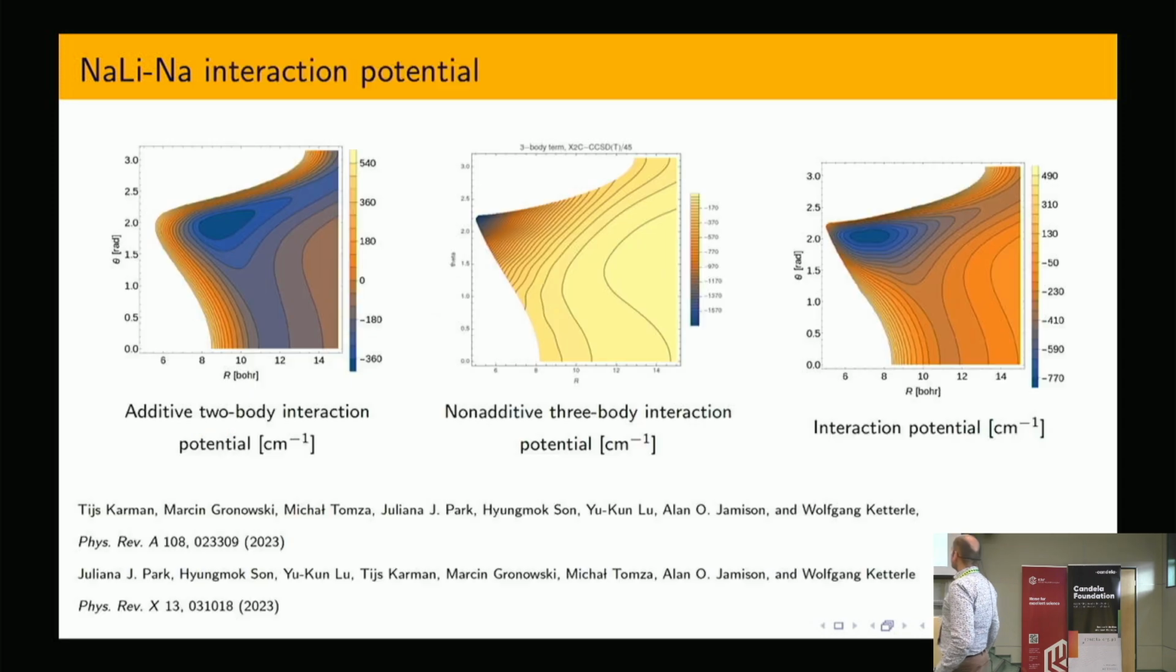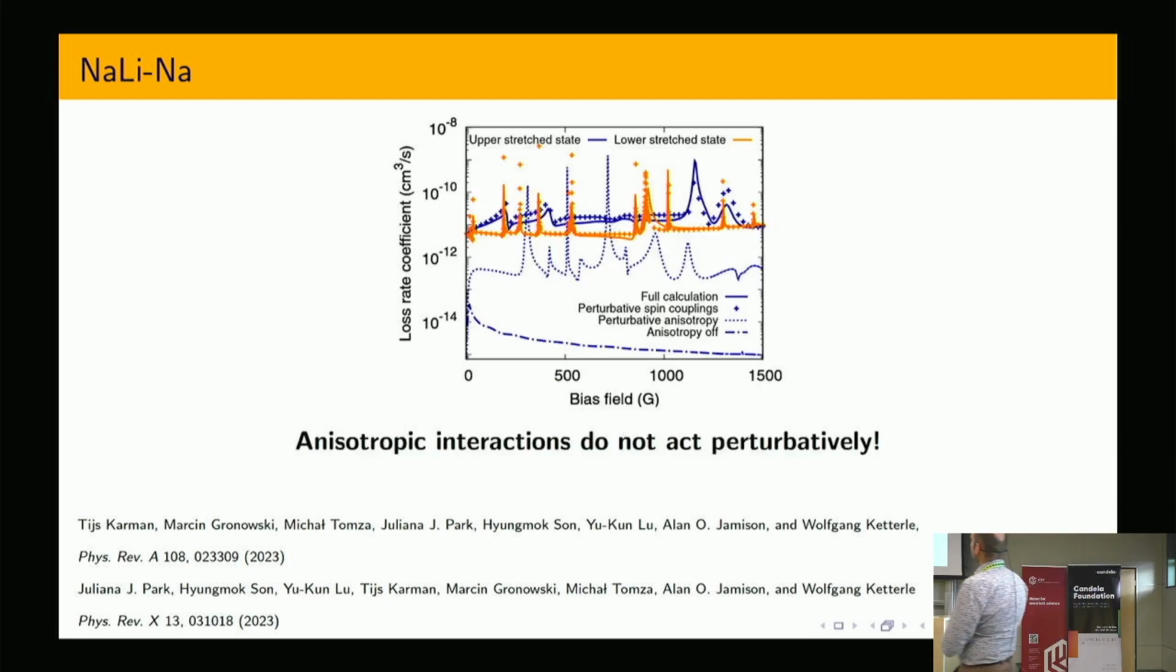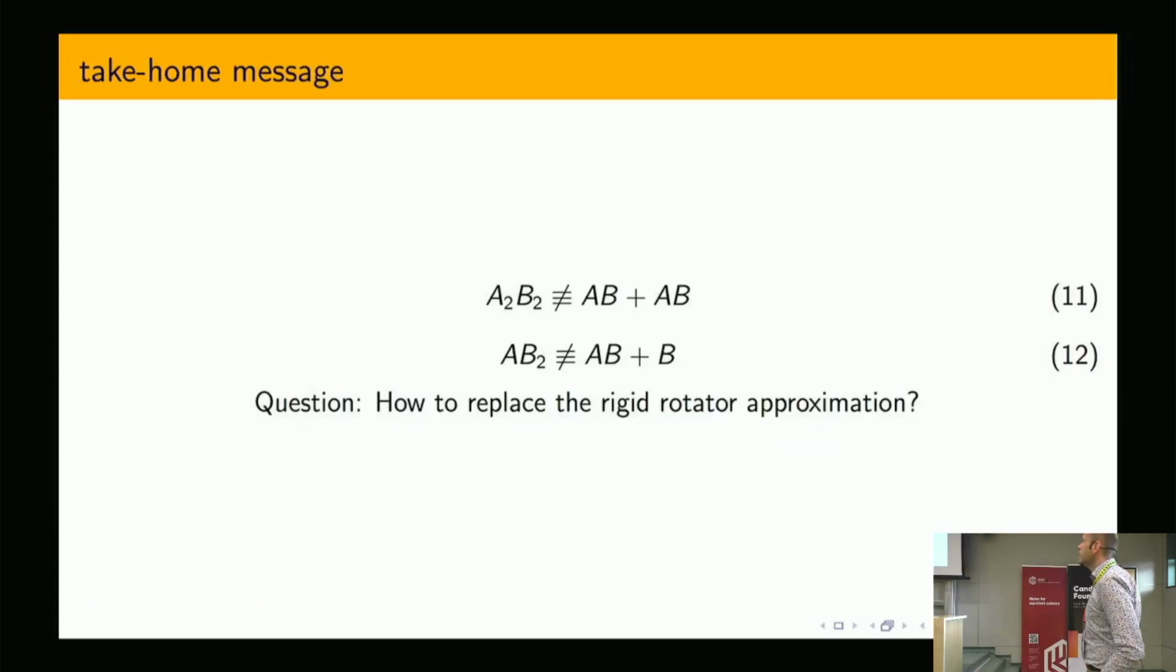Because I'm running out of time, I would like to mention once again that in the case of the third example, the collision between sodium lithium molecule and sodium, we have a huge anisotropy of the potential. And then in the scattering calculation, we need to include this anisotropy. Otherwise, our scattering results can be orders of magnitude wrong or far from the exact solution. So just a take-home message.